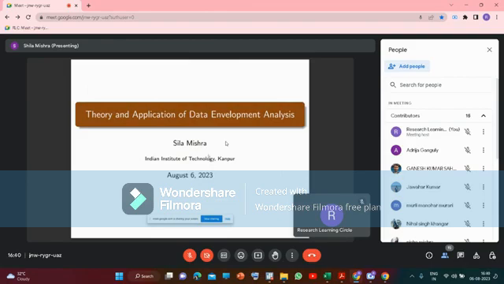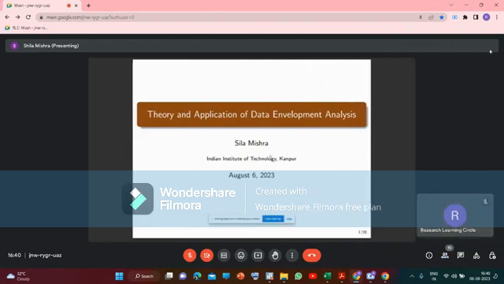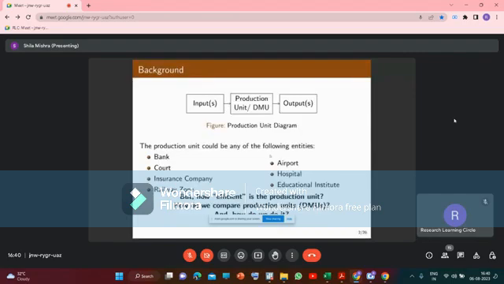Before delving into this talk, I would like to make it very clear that it would be an interactive session, in the sense that I won't be delving much into the technicalities or the methodological point of view, but I'll still try to give a bird's eye view of what data envelopment analysis is and how we can apply this methodology.